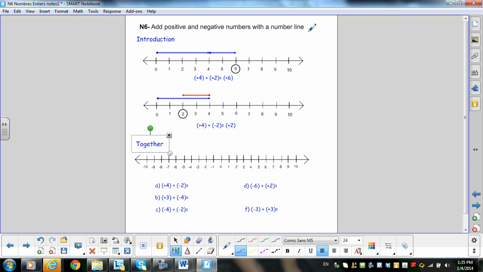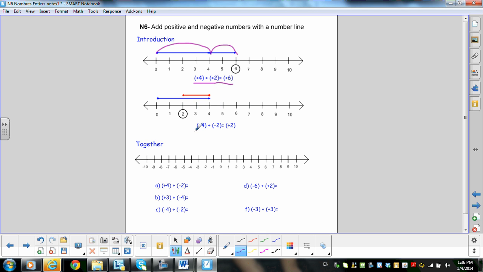Okay, so when we want to add positive and negative numbers, sometimes it's a little bit easier with a number line. So what I'm going to do here is show you how they added 4 positives and 2 more positives to get their answer of 6. So they started at 0 and they jumped to 4. So they added 4 positives. And then they started back at 4 and added 2 more to get to 6.